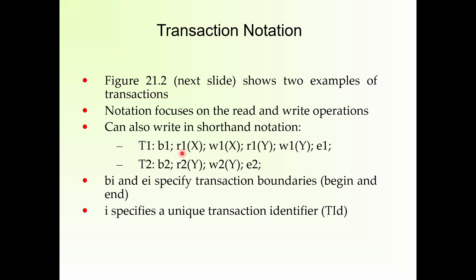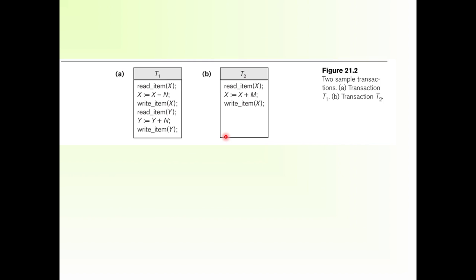R indicates a read operation and W indicates a write operation. B indicates begin and E indicates end. R1X, the meaning of this is read item X. W1X means write item X. 1 indicates transaction 1 and 2 indicates the second transaction. These are some of the notations you are going to use in your transaction process.